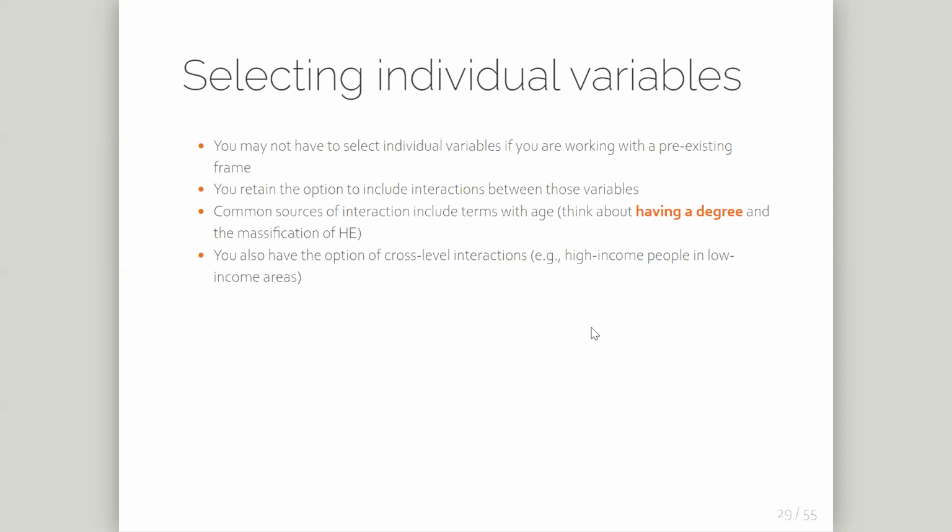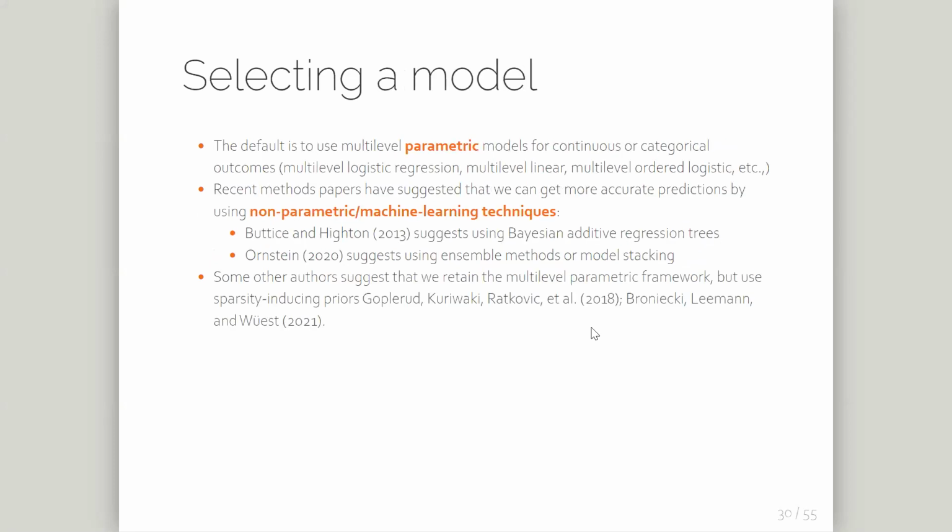And you've also got the option of cross-level interactions. So one stylized fact found in analyses of US voting behavior is that rich people in poor areas vote differently to rich people in rich areas. So that'd be an example of a cross-level interaction where we've got individual and area level income interacted one with the other. So we have some ideas about the individual and area level predictors that will feature in our model.